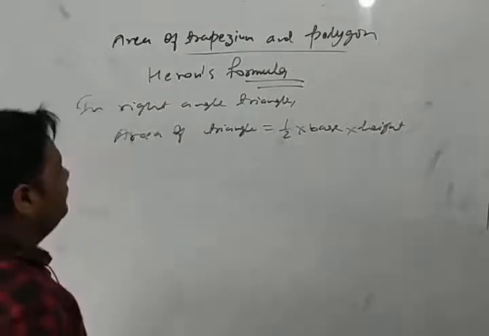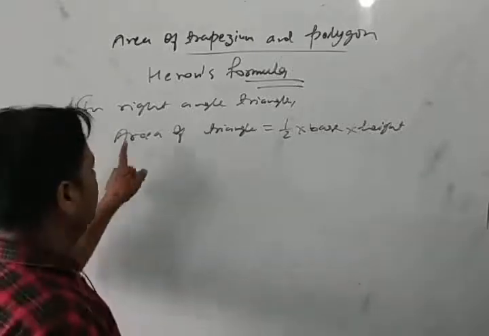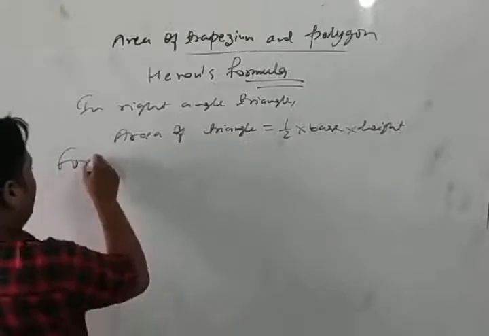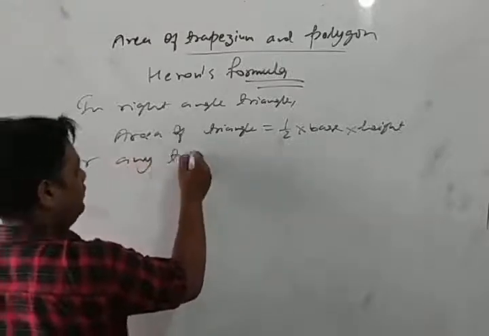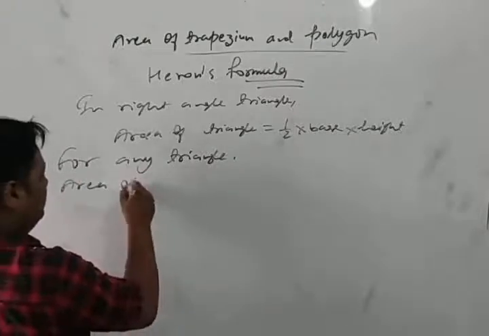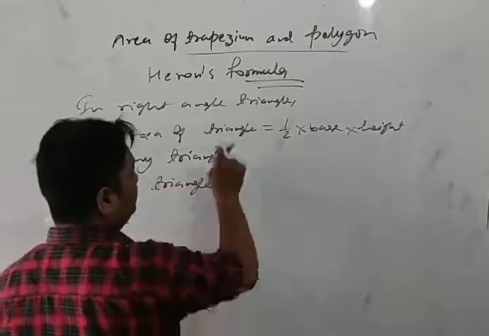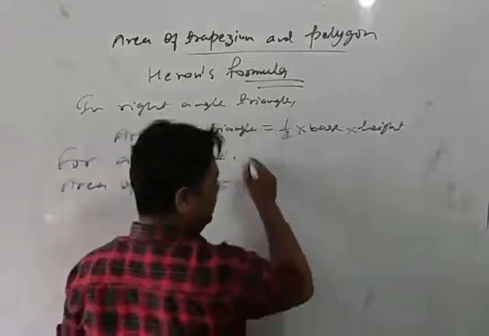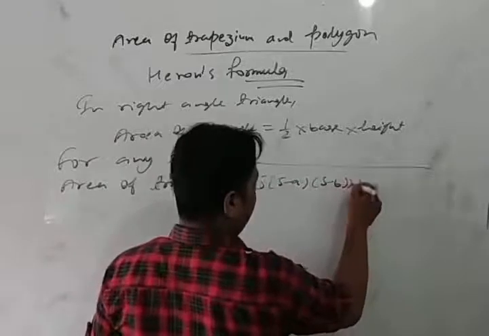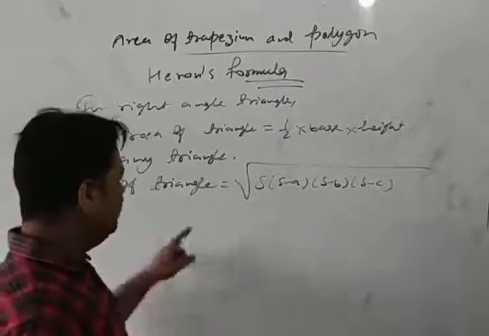Now, if the triangle is another kind, for example a scalene triangle, then for any triangle we can write the area by using Heron's formula as under root S into S minus A, S minus B and S minus C. This is the formula for the area of any triangle.